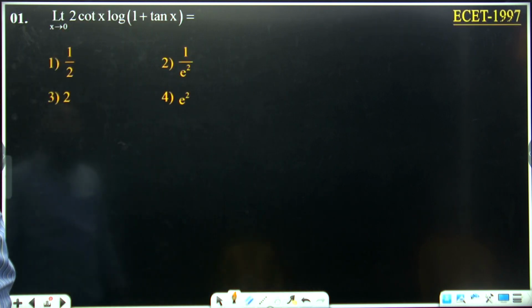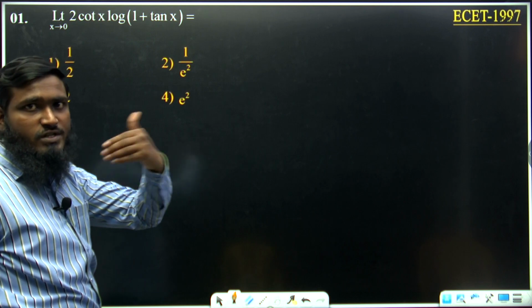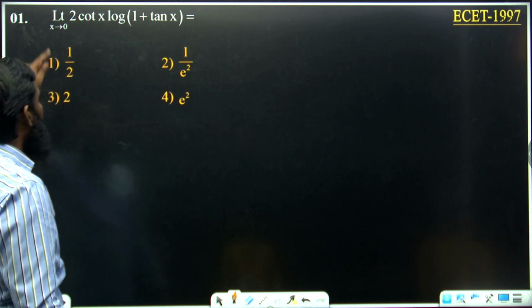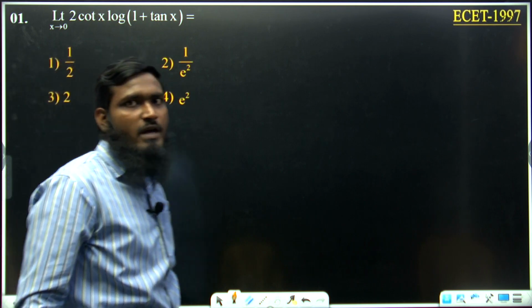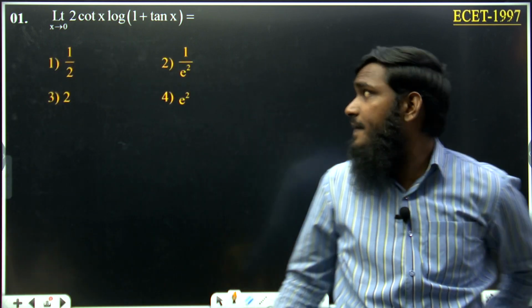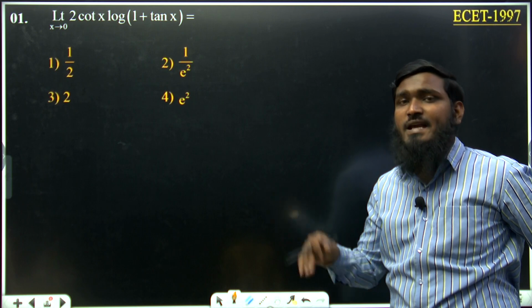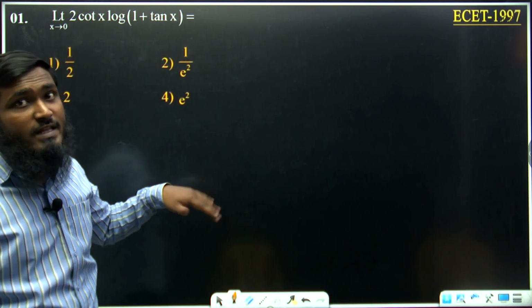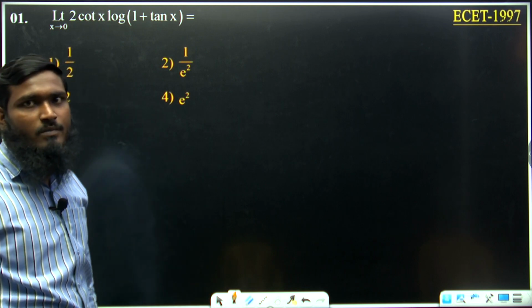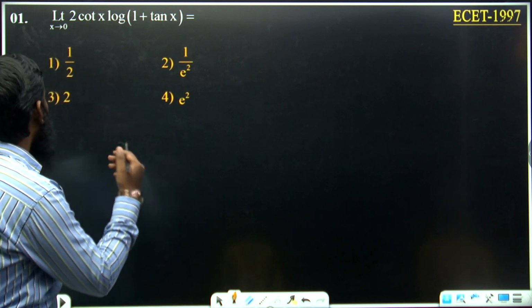Now let us go with the next question over here. Now we will be solving some ECET questions which were already asked. Limit x tends to 0, 2 cot x log of 1 plus tan x. Already we have done this question with the help of the log of 1 plus ax by x formula. But with the help of this TSR also we can apply the same concept over here. Let us see this part, what I am doing.